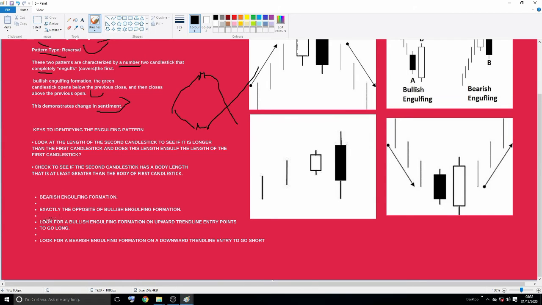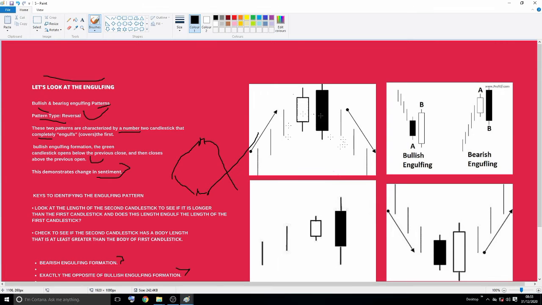Where to look for this pattern? Look for a bullish engulfing pattern on the upward trend line for entry points. So you can look for a bullish engulfing to buy on the upward trend line, and you look for a bearish one on the downward trend line to sell. A bearish engulfing formation is the exact opposite of the bullish engulfing pattern. So let's explain this with an example.